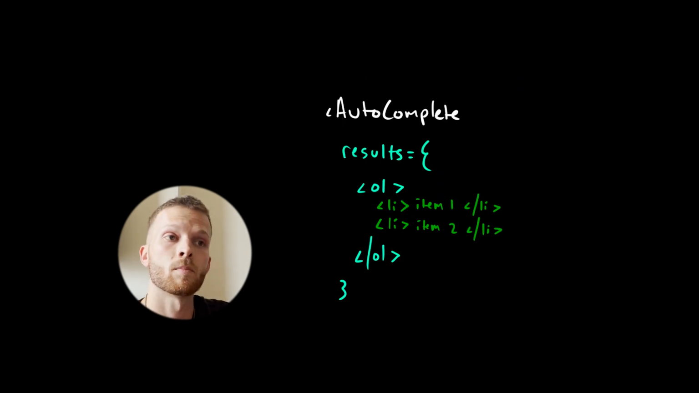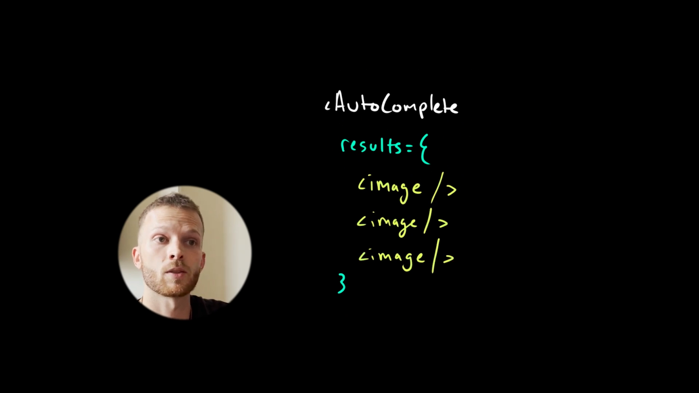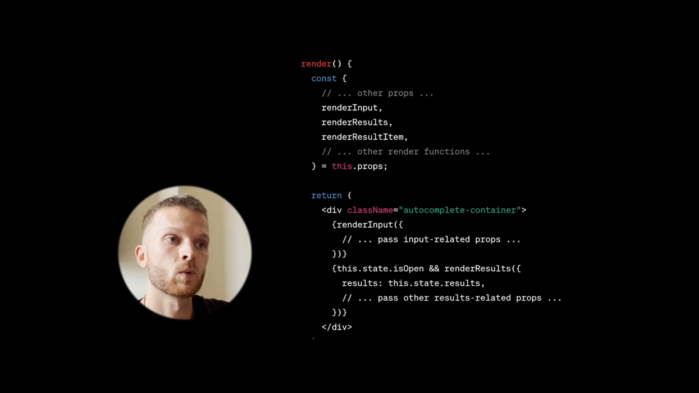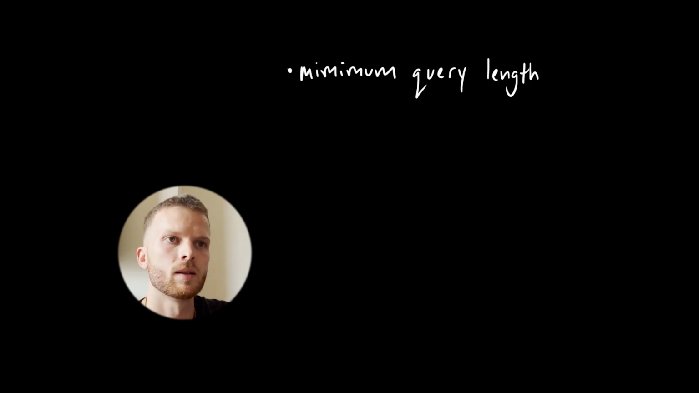For example, maybe in one implementation of the autocomplete, we want the results list to be actual list elements, but in another implementation, we want the results list to be a list of image tags. So this pattern will give us full customizability of every subcomponent, even letting us determine fundamentally what those subcomponents are in different usage scenarios. Now let's go one level deeper.